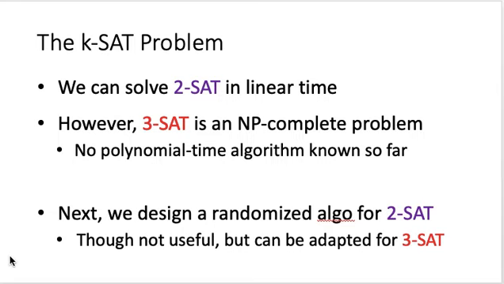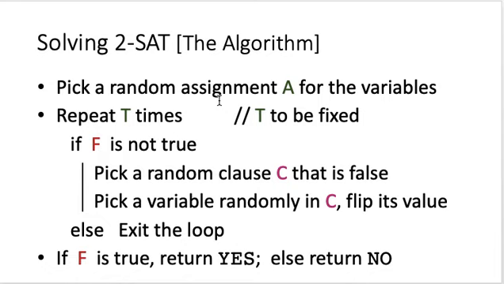Okay, so this is the algorithm. So we have an input formula f. What we are going to do here is we pick a random assignment, let's call it a, for the variables. So let's say the formula has variables x, y, z. Maybe we pick x to be true, y to be false, and z to be false, just any assignment. And then we are going to repeat the following loop t times.